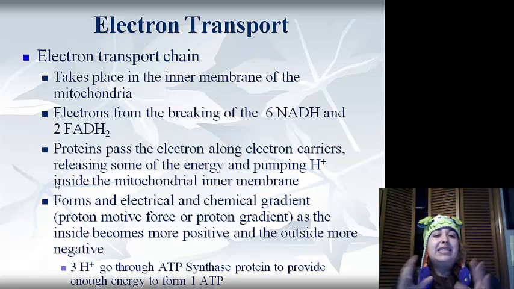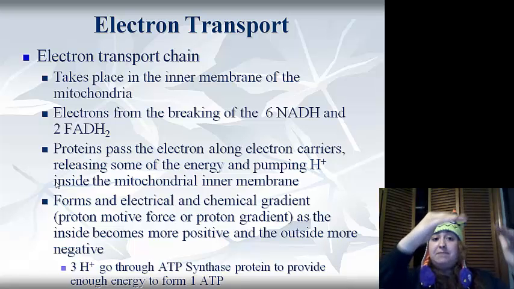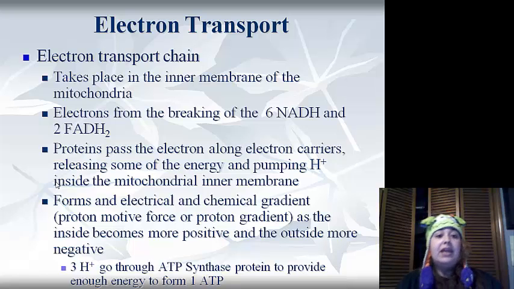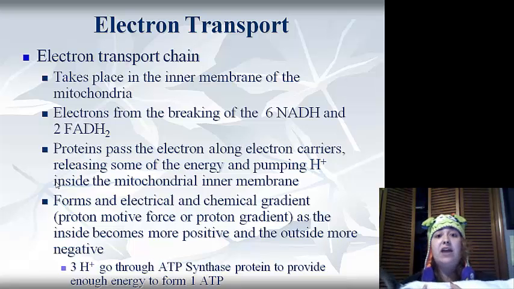Now, next comes the electron transport chain. It takes place in the inner membrane of the mitochondria. So we've moved from the cytoplasm into the mitochondria. The electrons from breaking of the 6 NADH and the 2 FADHs and the other high-energy molecules from glycolysis are passed through the electron transport chain along the electron carriers, as we saw in photosynthesis. Every time it jumps, it releases a little bit of its energy, and it pumps a proton, or an H+, into the internal membrane of the mitochondria.